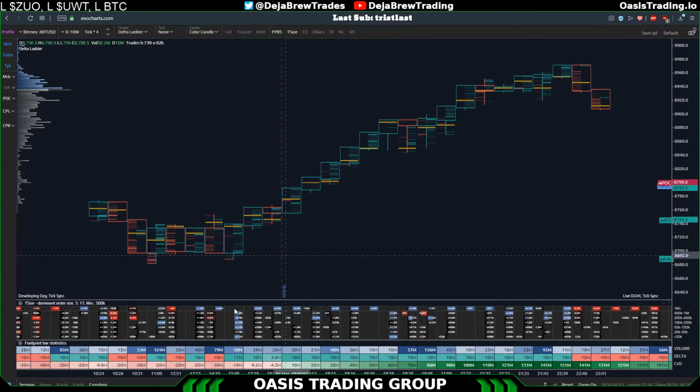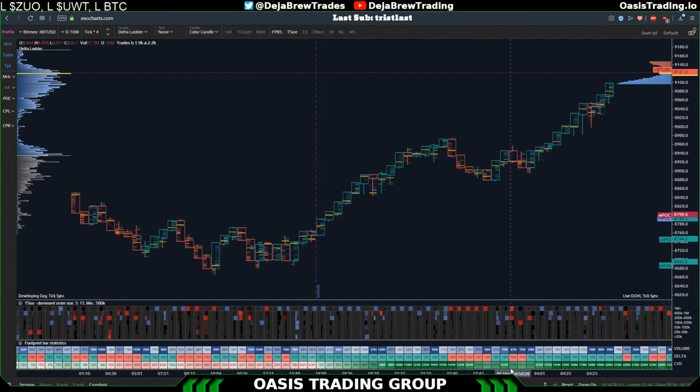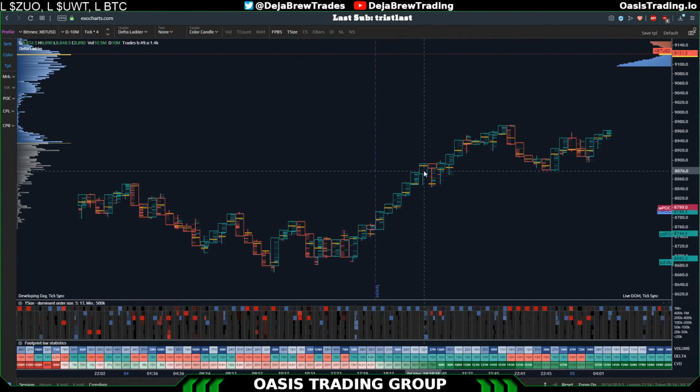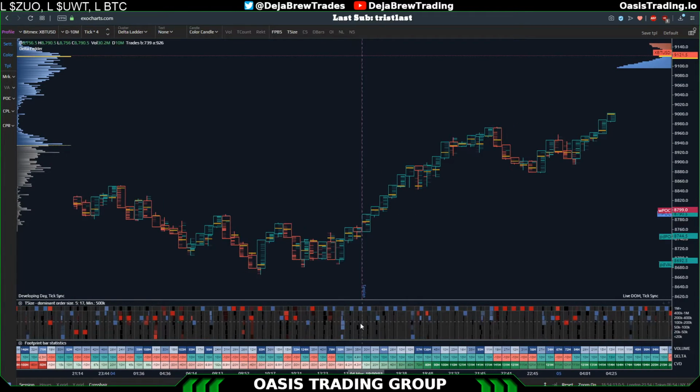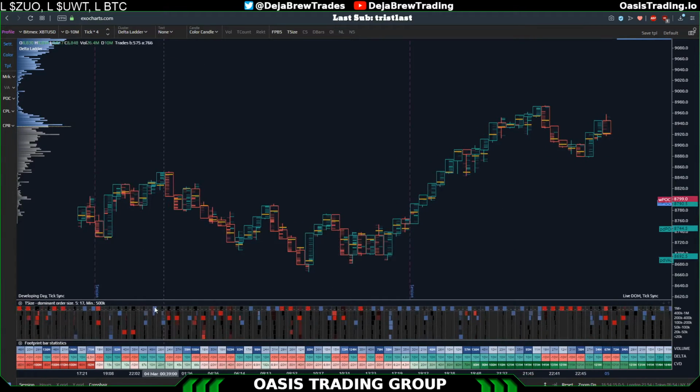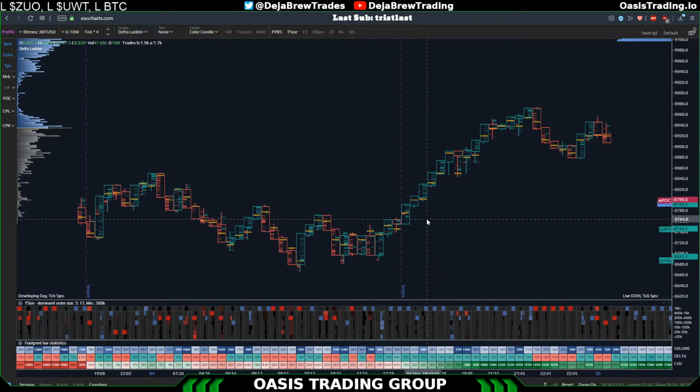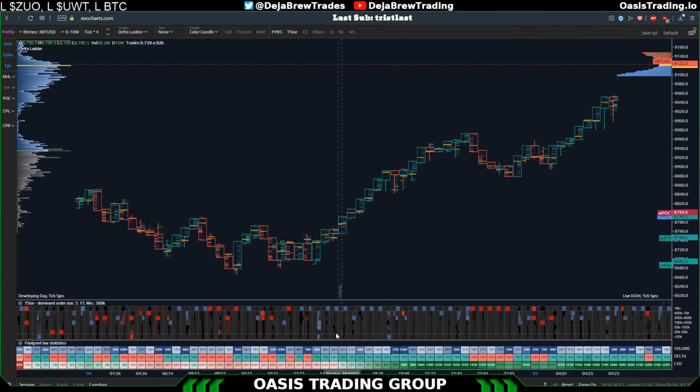But what I like to look for is I like to see confirmation with not only the CVD, but also the T size. And by zooming out, you can see, look at how much red we have down here. We have a lot of red down here. There's a lot of sellers on all sizes, big size, little size, medium size, all sizes. But then what do we see? During the break of that accumulation, they're almost all buying. The big guys are buying. The medium guys are buying. The little guys are buying.